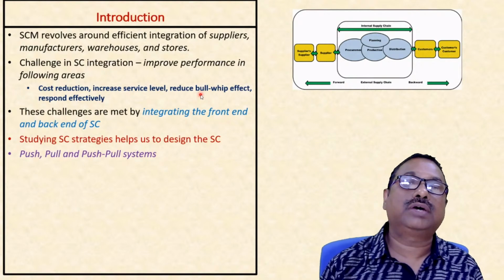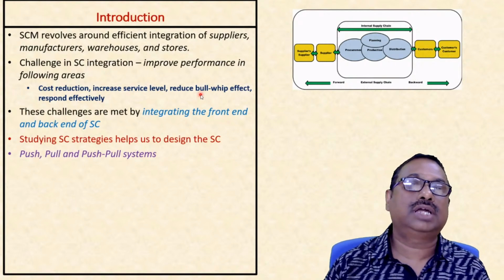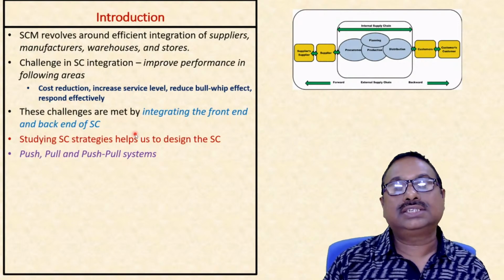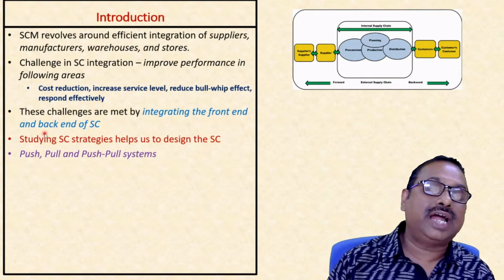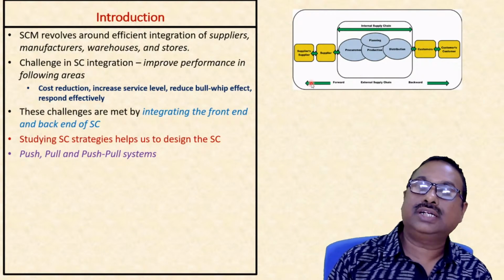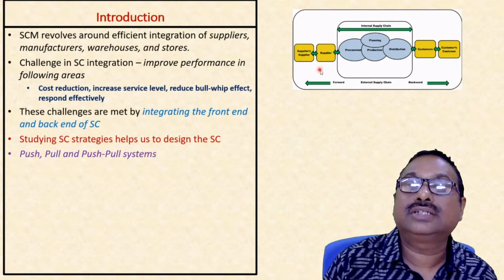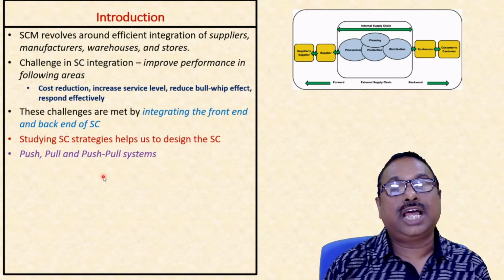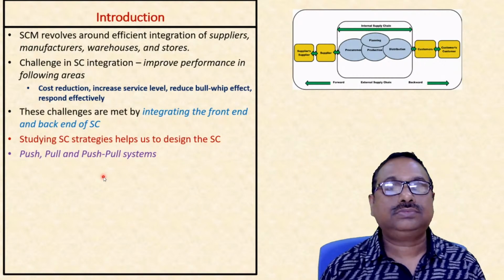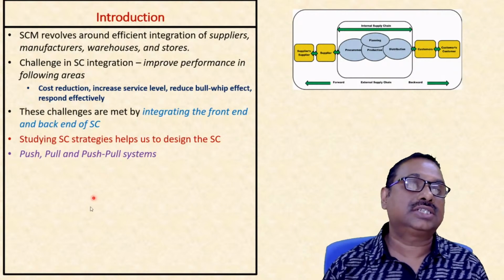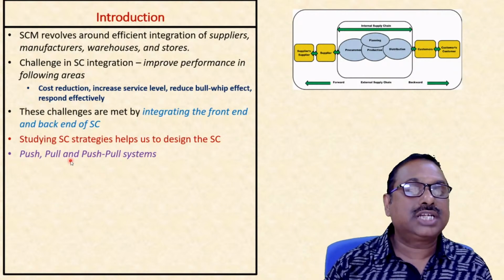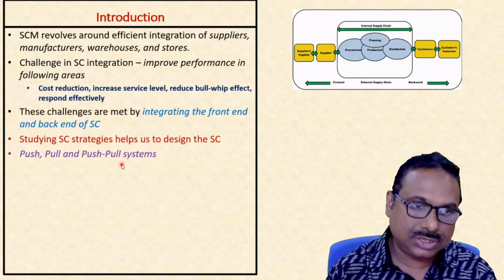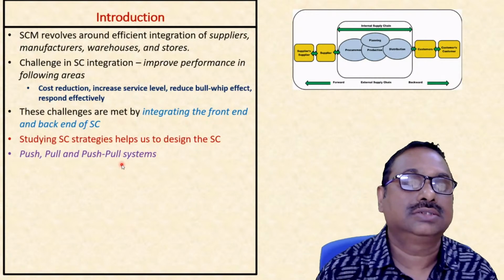we'll see what is bullwhip effect. It's an important subject in supply chain management. And respond effectively. These challenges are met by integrating the front end and back end. This is the front end, this is the back end: back end supplier, front end customer. Studying supply chain strategy helps us to design the supply chain. The different strategies are push strategy, pull strategy and push-pull strategy. We will discuss in detail what is push strategy, what is pull strategy and what is push-pull strategy.